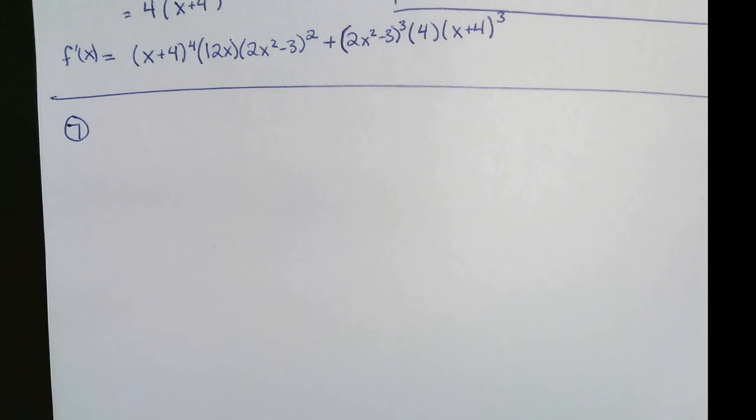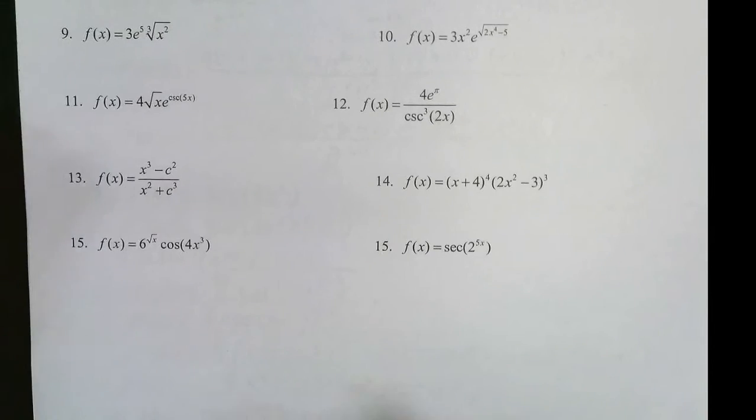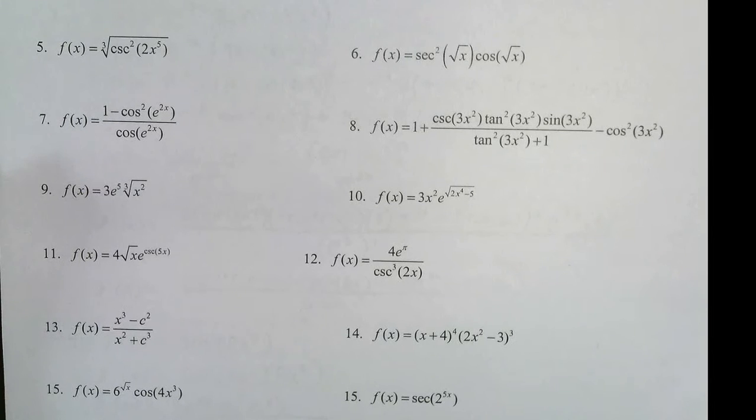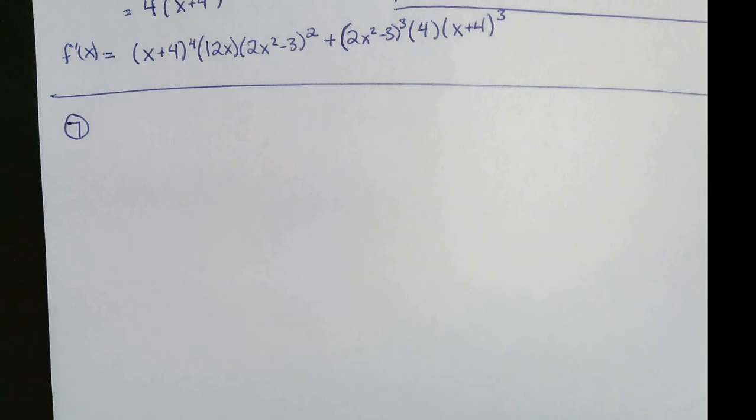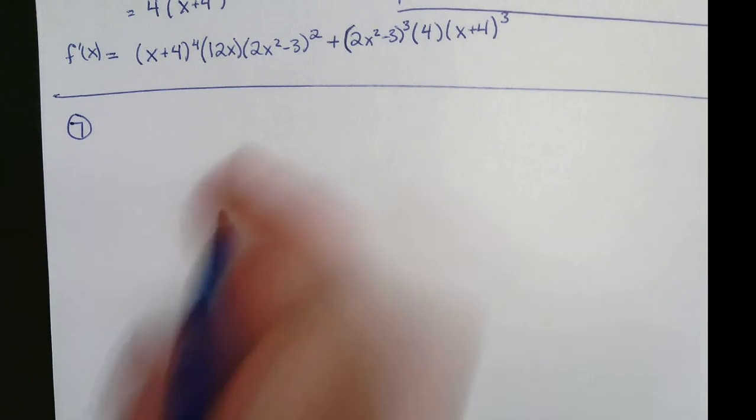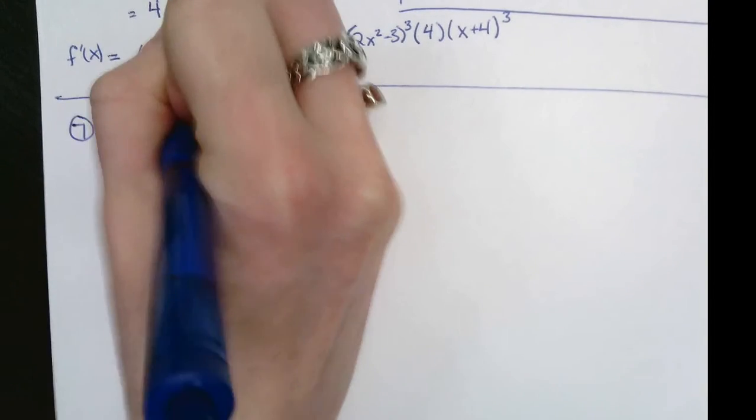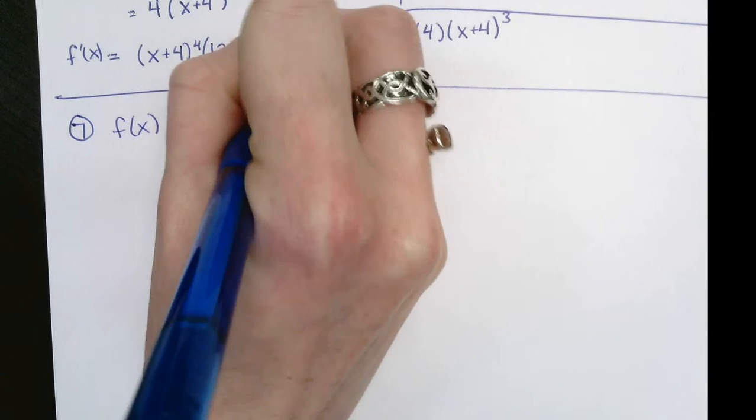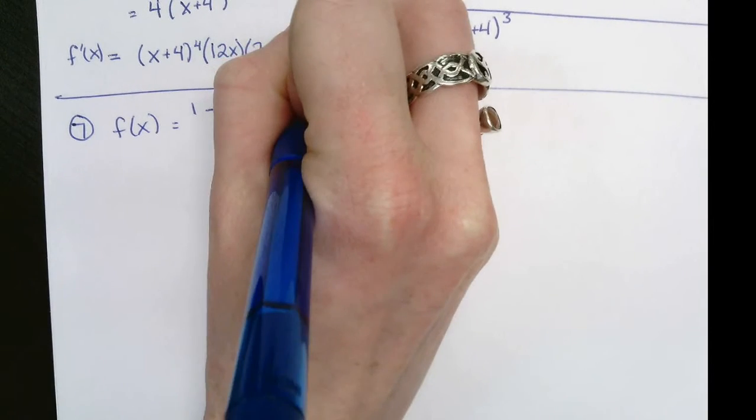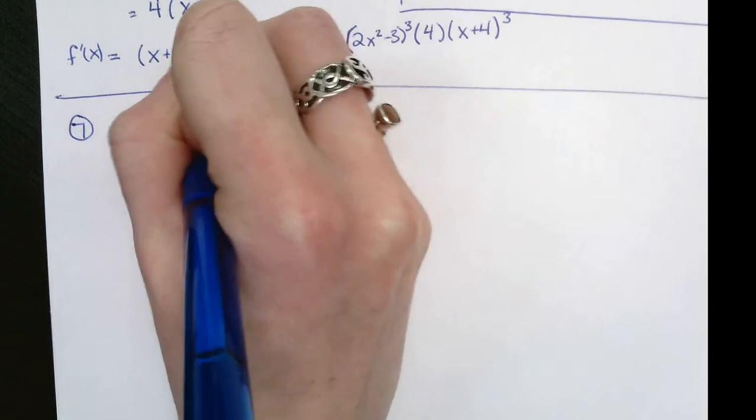Oh, and we are on these problems here. So 7 is f of x equals 1 minus cosine squared of e to the 2x, over cosine of e to the 2x.